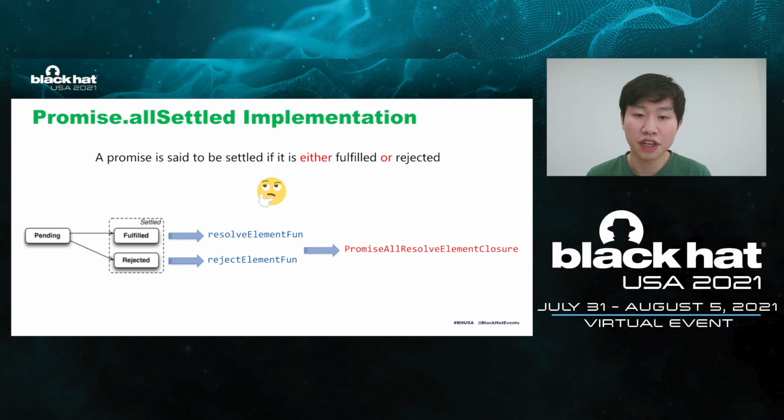According to the specification, a promise is said to be settled if it is either fulfilled or rejected. So either resolve element function or reject element function will get called depending on whether the promise is fulfilled or rejected. And both of them will eventually call the promise resolve element closure function. This is where V8 stores the promise outcome to a result array and counts down the number of remaining pending promises.